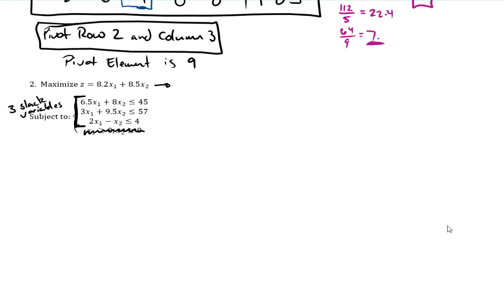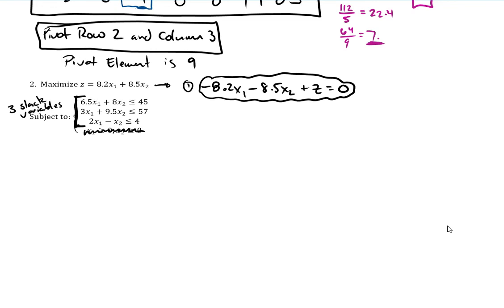But usually my first step is to go ahead and convert this. I'm moving the x's over to the other side, which is -8.2x1 - 8.5x2, then plus the z equals 0.